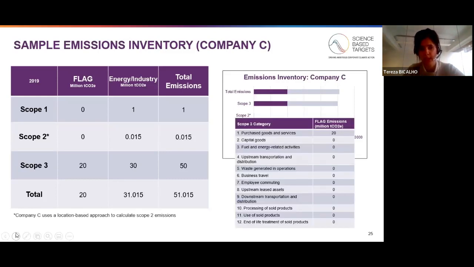And we see that the FLAG-related emissions are in scope 3 category 1, associated with purchased goods and services. So the company will need to set a separate target for those 20 million tons of land-related emissions. And the other 30 million tons of scope 3 emissions must be covered in the traditional SBTi non-FLAG target. Next, please.